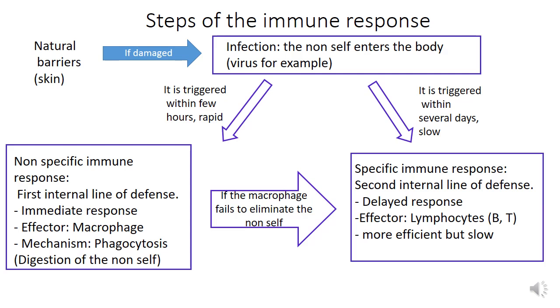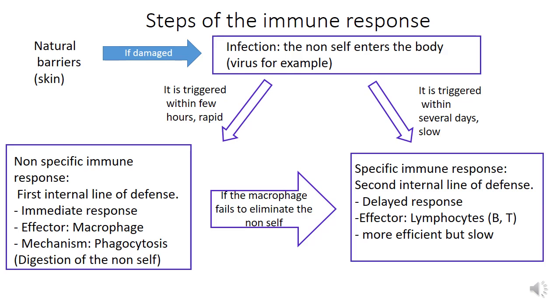First of all, what are natural barriers? Natural barriers are parts of the body that may prevent the entry of the antigen. For example, the skin, if it's not damaged, it prevents the entry of the microbe into your body. Suppose that the natural barrier, like the skin, is damaged. What happens? Then there is infection. The non-self enters the body. Example, a virus or a bacterium.